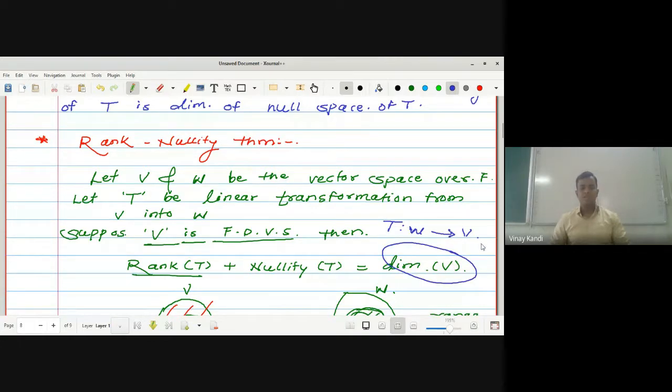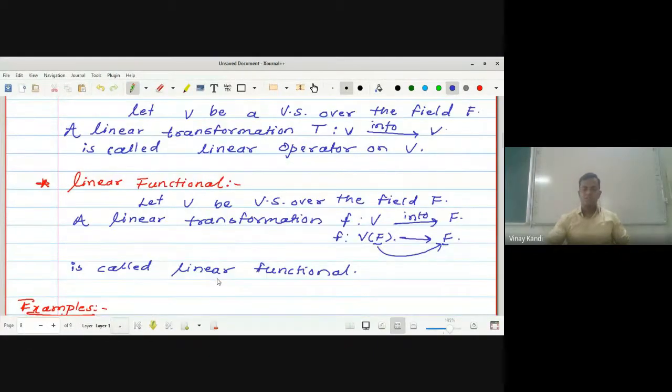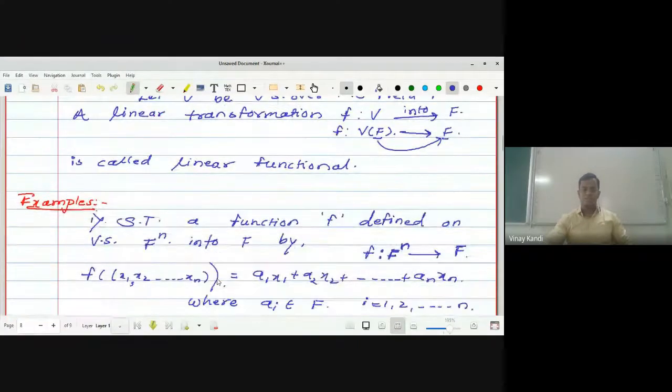Rank of T plus nullity of T is equal to the dimension of the domain. Here the dimension of the domain is the dimension of V. What is a linear operator? If the domain and codomain are the same, then that linear transformation is a linear operator. If the codomain is the field, then the linear transformation is a linear functional.